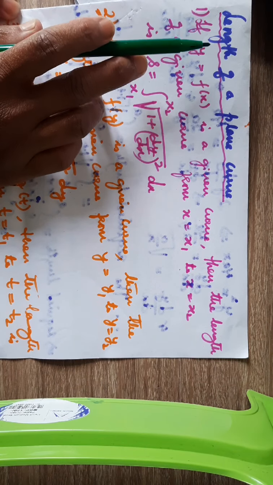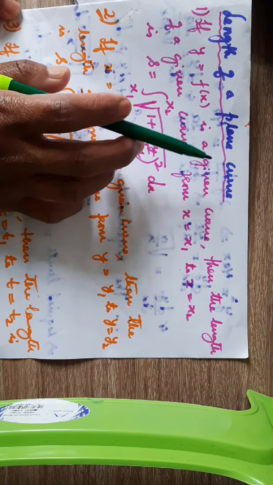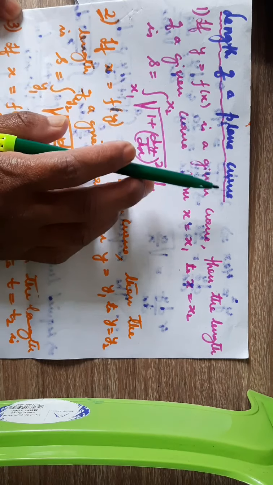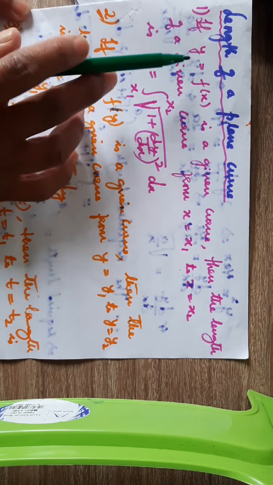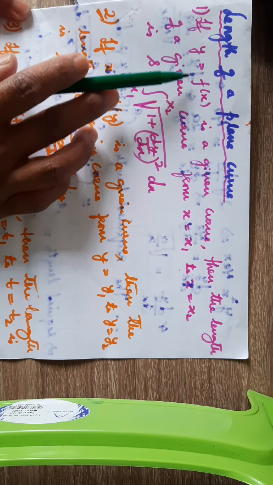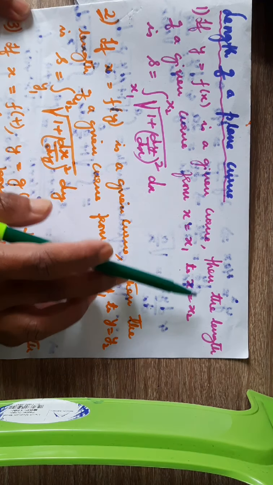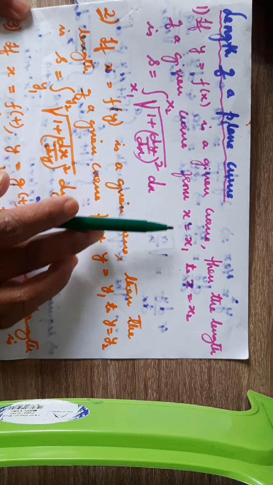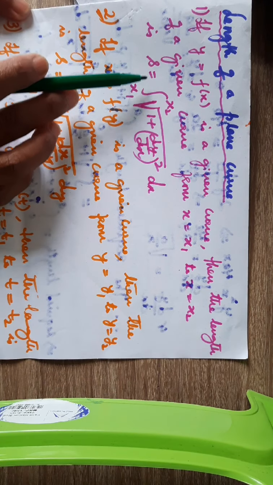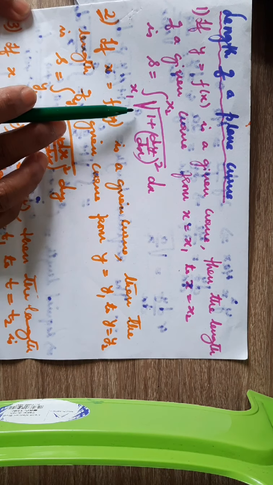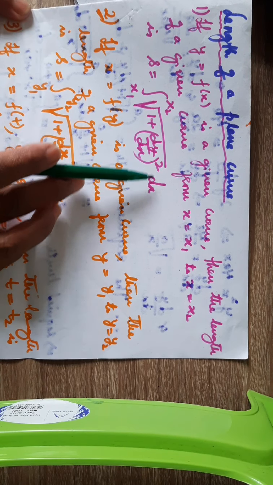Let us continue with the application of derivative in finding now the length of a plane curve. So now let me give you first the formula. If y is equal to f(x), that means if y is a function of x, then the length of the given curve from x is equal to x1 to x is equal to x2 will be given by the formula s is equal to integral x1 to x2 square root of 1 plus (dy/dx) the whole square dx.